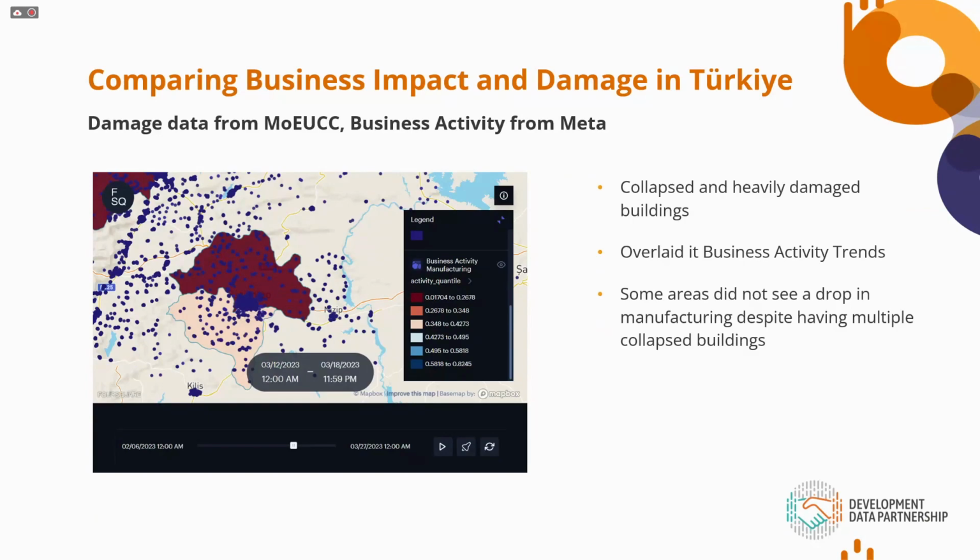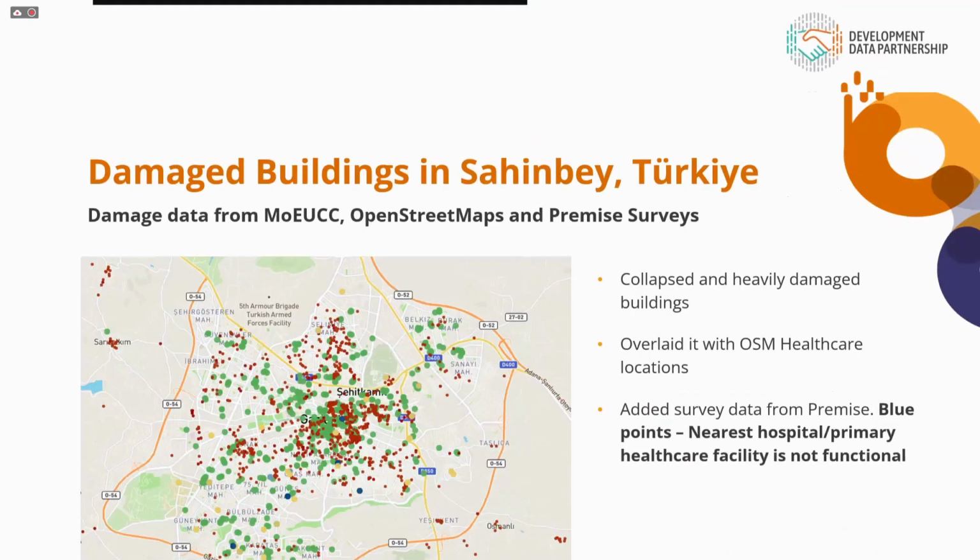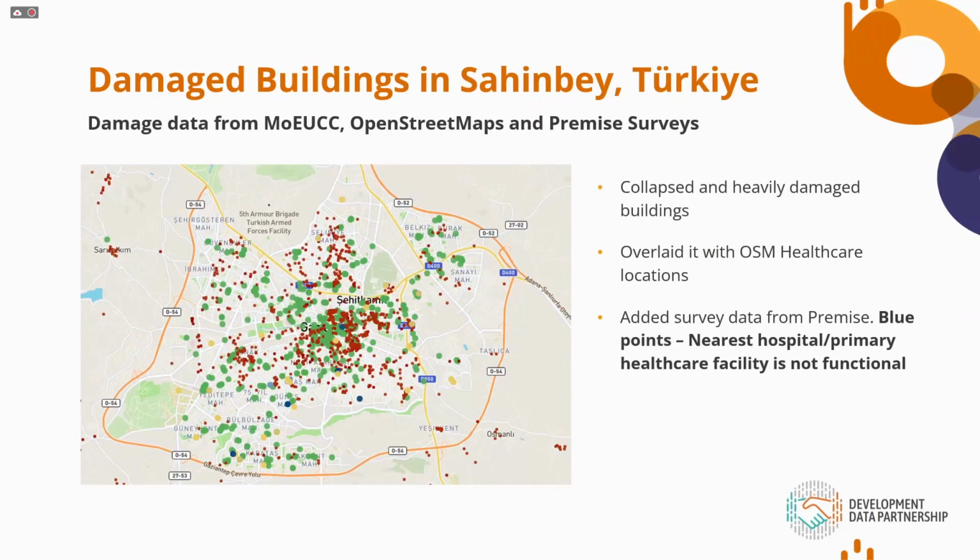Another example of what happens when we start putting these data sets together is when we combine three different data sources: the damaged buildings data from the Turkish government, data from OpenStreetMap, which tells us the different points of interest, and survey information from Premise. So when we use the OSM healthcare locations, which are the green dots you see, along with damaged buildings, we notice that likely some of the hospitals or healthcare locations are damaged.